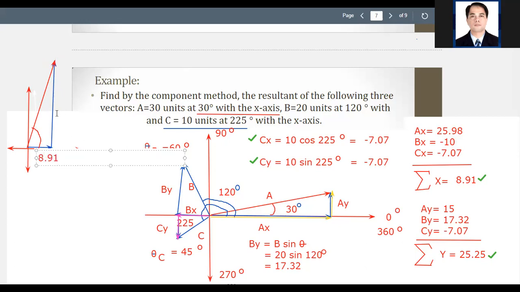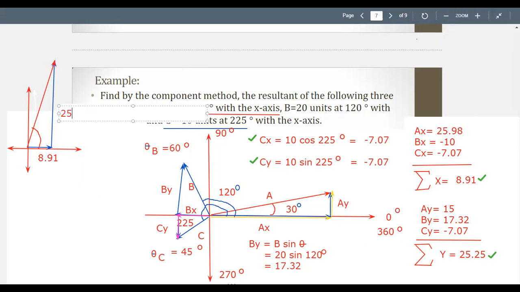The vertical line is 25.25. Now, using your Pythagorean theorem, we can solve for the resultant R. Since that's a right triangle, we can have 8.91 squared plus... let me make sure I put it in parentheses.